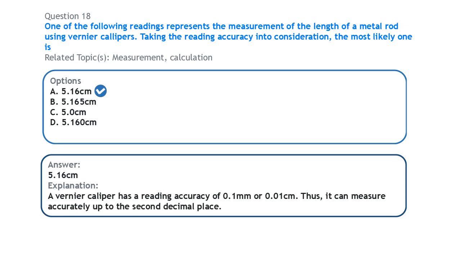You could do that with a micrometer screw gauge. Okay, so you can have this reading with a micrometer screw gauge. So the correct reading here is just 5.16, because this is up until, say, 0.06 centimeter. So it is still very much within the reading accuracy of the vernier.